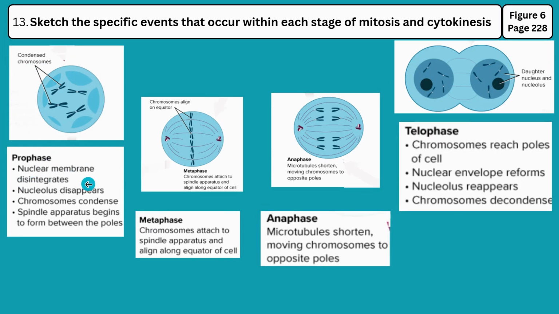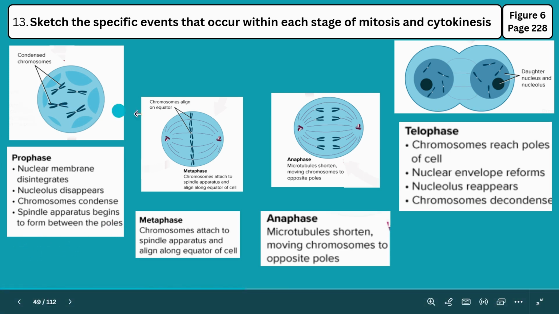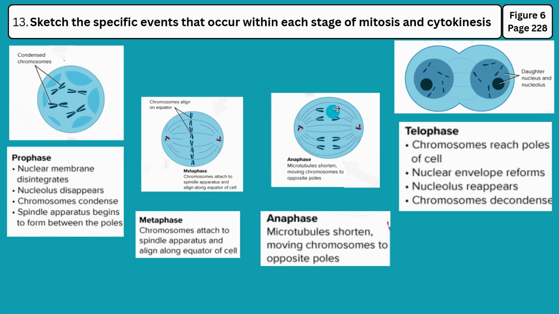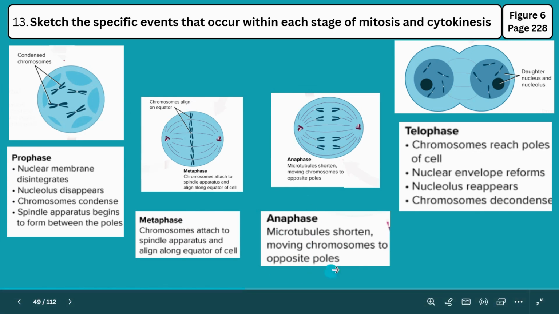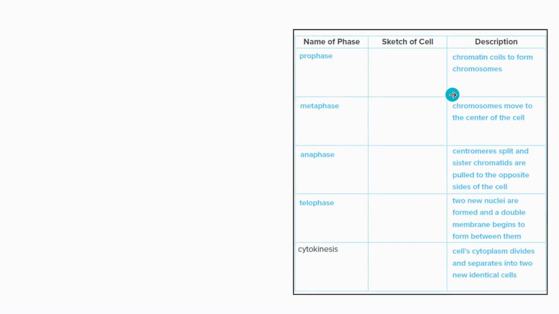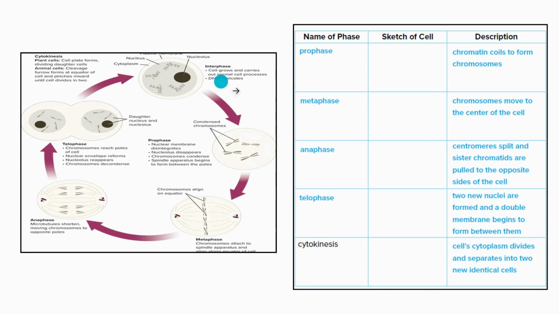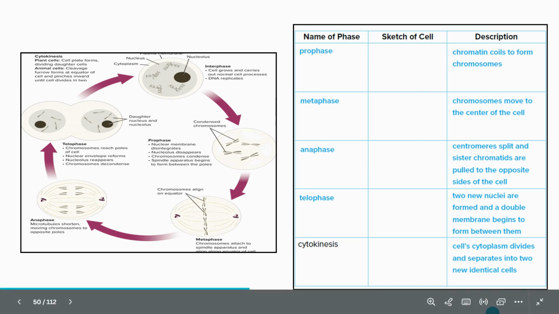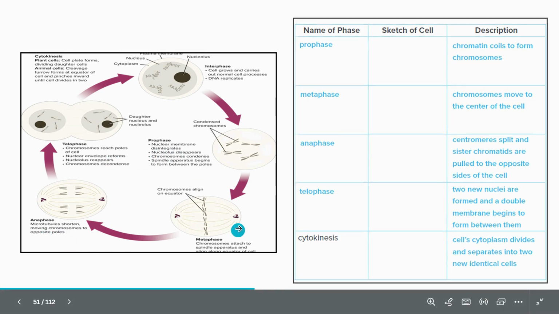Prophase: nuclear membrane disintegrates, nucleolus disappears, chromosomes condense, and spindle apparatus begins to form between the poles. I just explained the metaphase. This is the anaphase, I just explained all this. And then this is the telophase. Chromosomes reach the poles and the nucleus divides into two. Nuclear membrane forms and nucleolus also appears. I think I've already covered it. Have a look at all this.